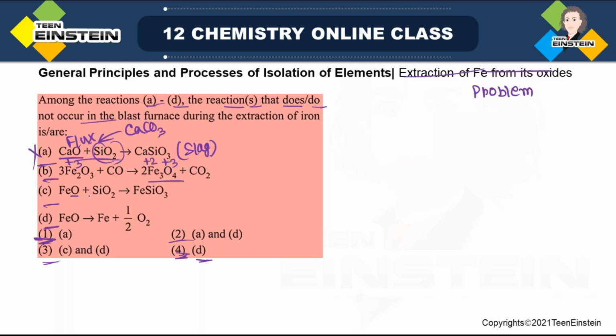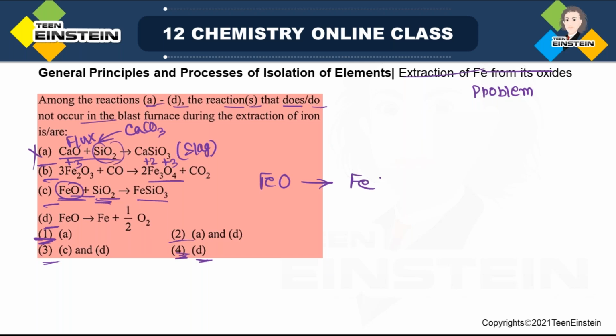Then FeO and SiO2. Now FeO reacts with SiO2 and produces FeSiO3. This impurity we do not remove by FeO because FeO is actually the desired part. From FeO, ferrous oxide, what do we make?